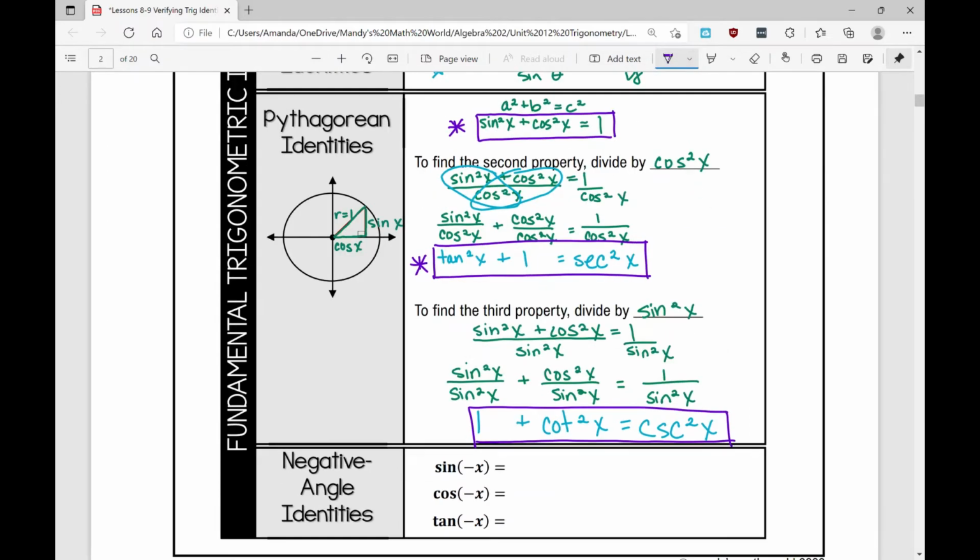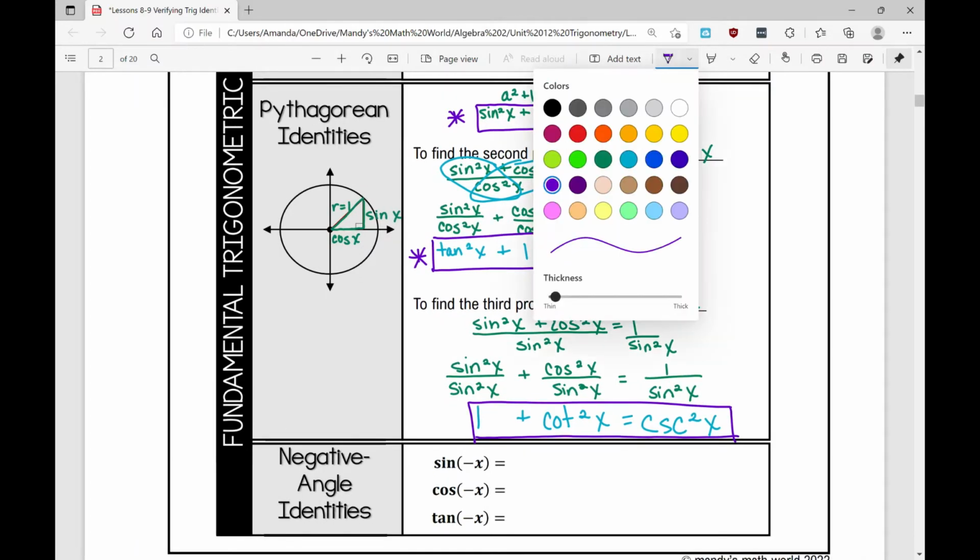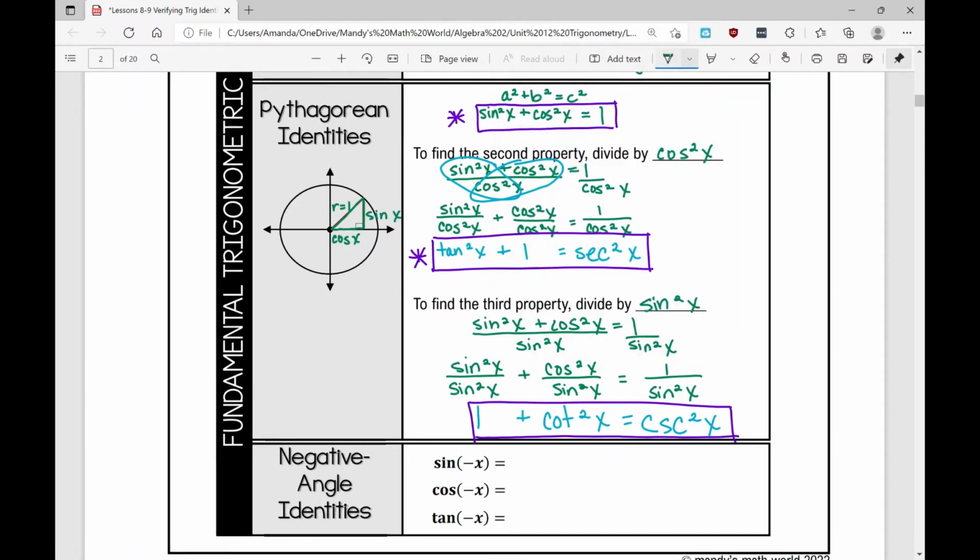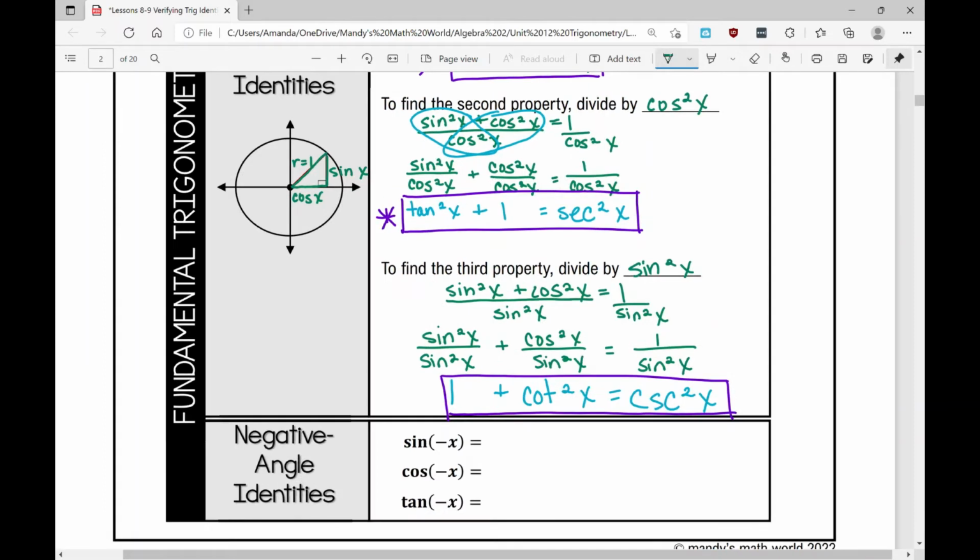And now let's get into the last of the fundamental trigonometric identities, which we're not really going to be using today, but they're important to know. And eventually, especially when you get into pre-calculus, you need to memorize all of these.